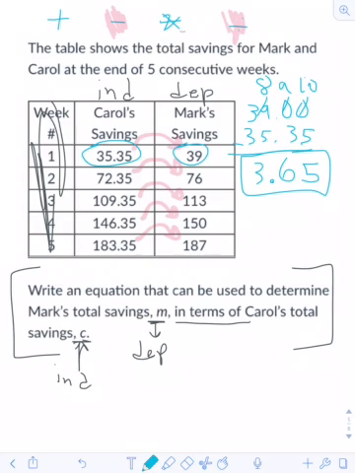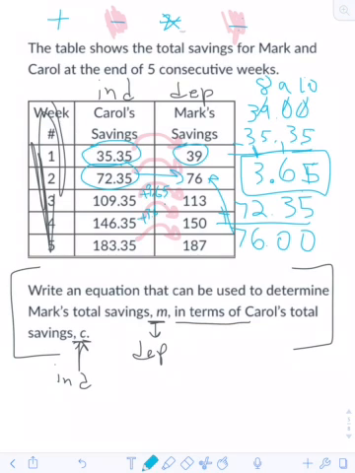I need to see if it's the same relationship. So, is 72.35 plus 3.65 going to get you 76? 5 and 5 gives you 10. 1 and 6 is 7, plus 3 is 10. 1 and 3 is 4, plus 2 is 6. 76. And if I go through, I would see that I have to add 3.65 for every single problem.